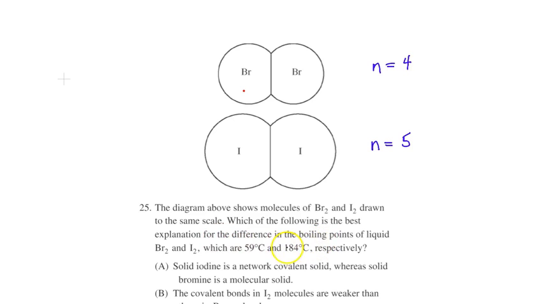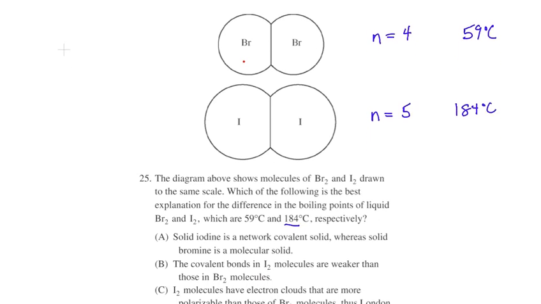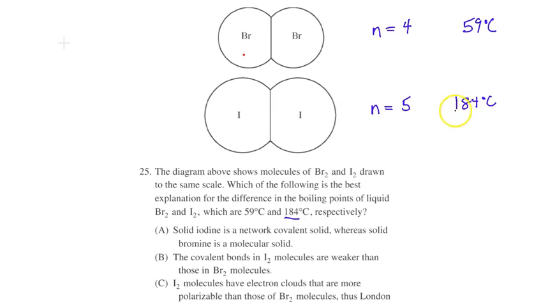Any case, all right, so which of the following is the best explanation for the difference in the boiling points of liquid bromine and iodine? Okay, so iodine is 184 degrees Celsius, and bromine is 59 degrees Celsius. Well, clearly a higher boiling point means that there are greater intermolecular forces of attraction. Boy, we have seen this before in the same test. They are really hammering this concept, stronger attractive forces. So the question is, why would this one have a greater force of attraction?